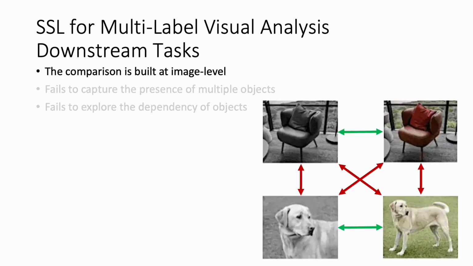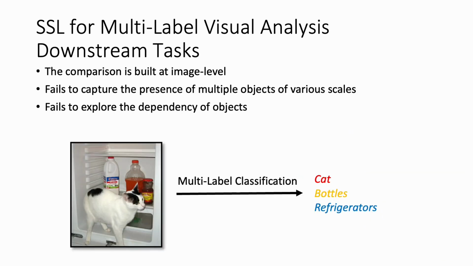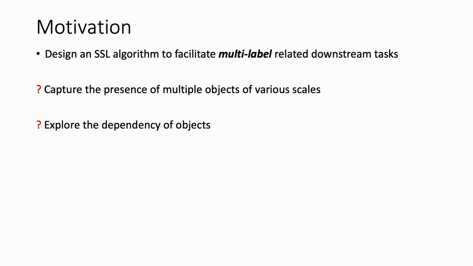tasks. But most previous work is suboptimal for multi-level related downstream tasks because the comparison of representations is built at image level. The model thus fails to capture more fine-grained information, such as the presence of objects of different sizes. Also, it's difficult for models to explore the dependency of objects. So, we aim at designing a self-supervised learning algorithm to facilitate multi-level downstream tasks.